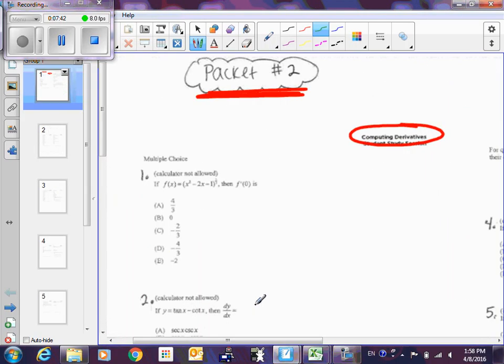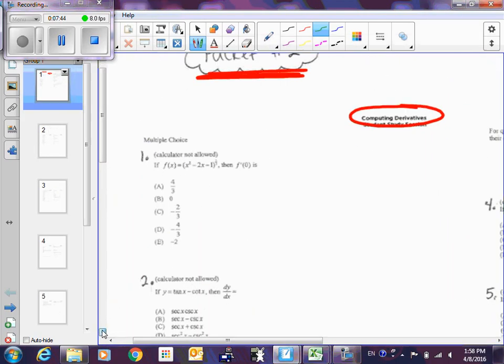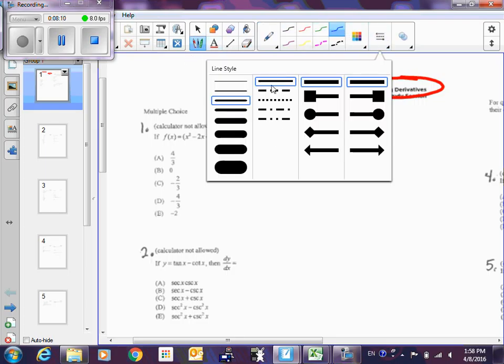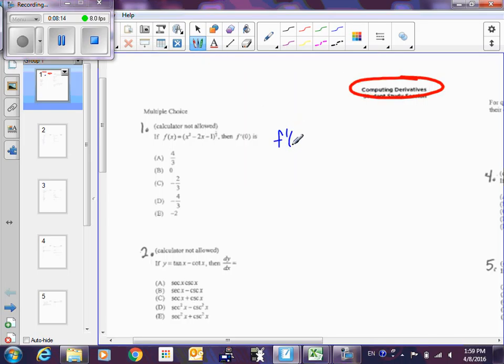Okay, so let's start with number 1. All right, and again, I know this is hard to read, but you have your packet right in front of you, so you should not be looking, just look up there to see what I wrote. We're going to start with number 1. All right, are we going to plug in the 0 first or derive first? You've got to derive first. Okay, we need to derive first.